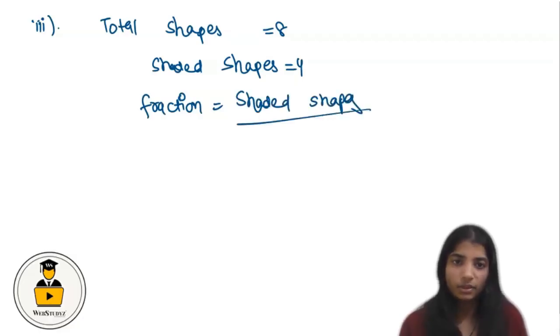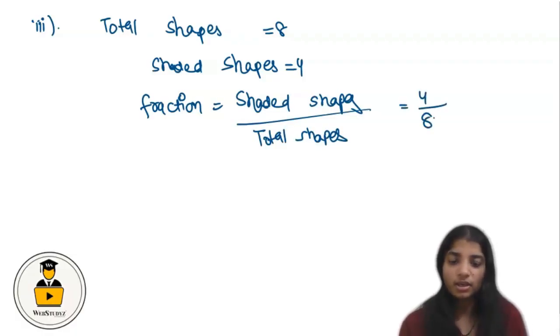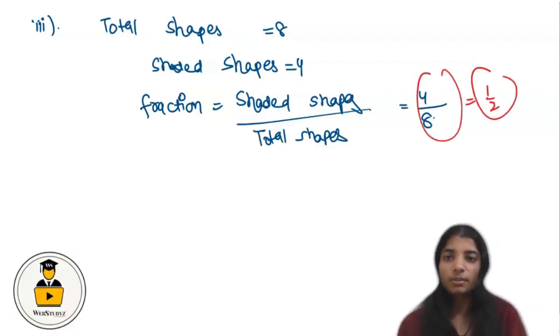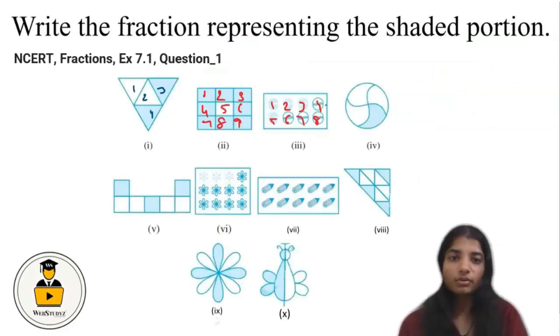So the fraction is equal to the shaded shapes divided by the total shapes. So shaded are 4, so that is 4 divided by the total, 8. So we can say that the fraction is equal to 4 divided by 8, or we can also write this as 1 divided by 2 or 4 divided by 8. So this is the answer to part 3 of this question. Now let's move to part 4.